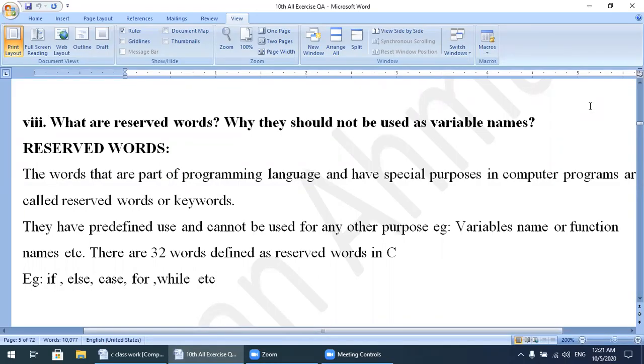In the previous lecture, we were discussing chapter number 2, short questions: what are reserved words, and why they should not be used as variable names. First of all, we discussed the reserved words. After that, we discussed why they are not used as variables.